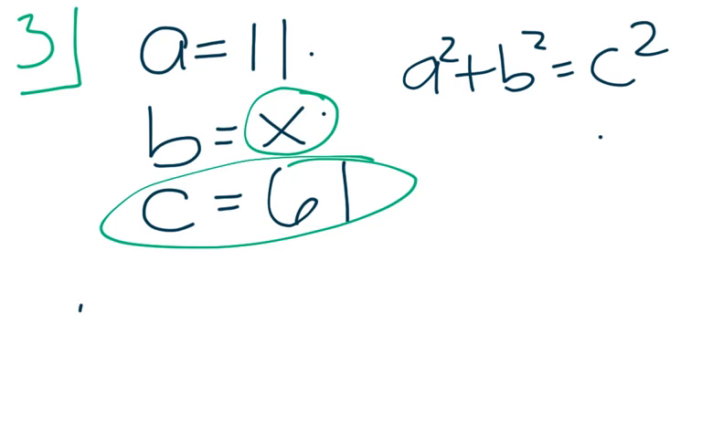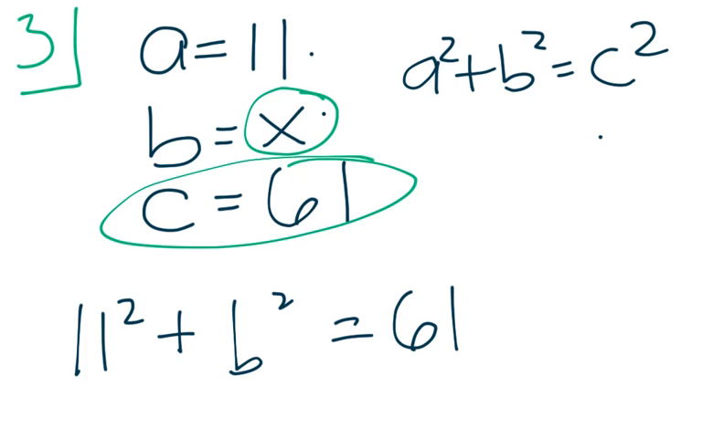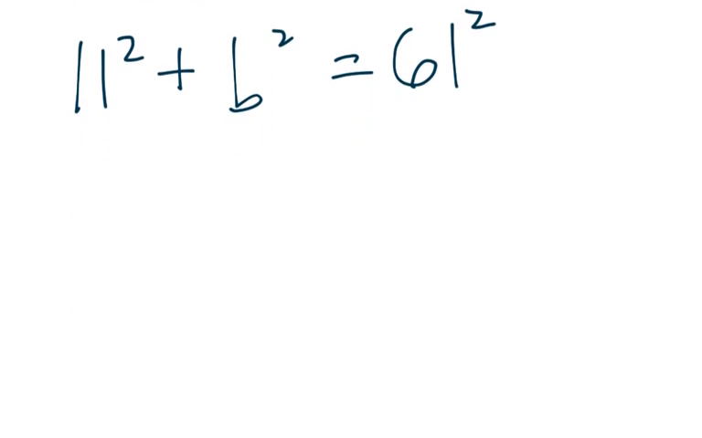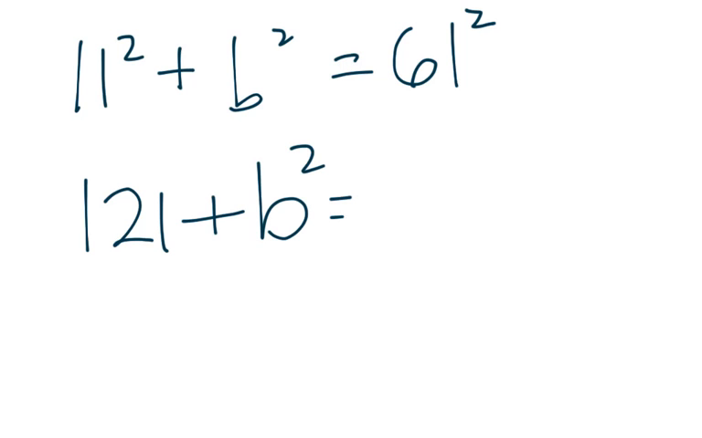So we have A squared, that's 11 squared, plus X squared, or B squared, we can just use B, since we're looking for that, equals 61 squared. So now we just keep going. So 11 squared is 121, plus B squared equals 61 squared. And 61 squared is 3,721. So now we want to isolate the B.